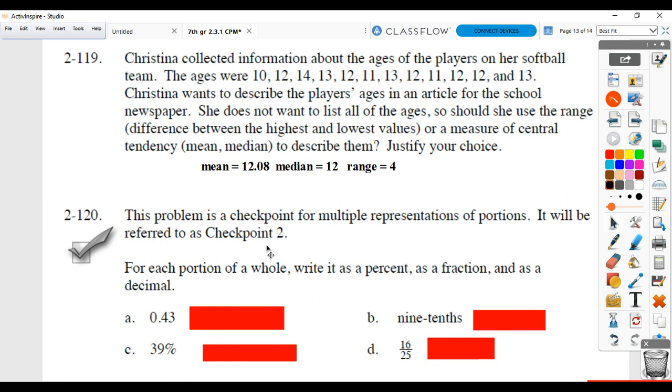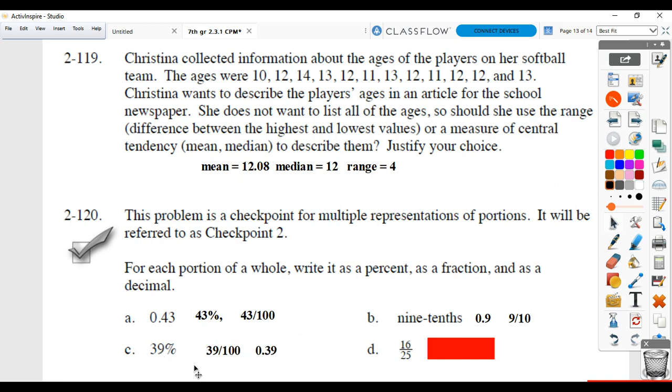And then for the checkpoint, 43/100 would be 43/100 as a fraction, 43%. 9/10 is 90% as a percent and 0.9 as a decimal. 39% is 39/100 as a fraction, 0.39 as a decimal. And 16/25ths, you may want to divide to get the decimal or convert it to hundredths. Either way, you get 0.64 as a decimal and 64%.